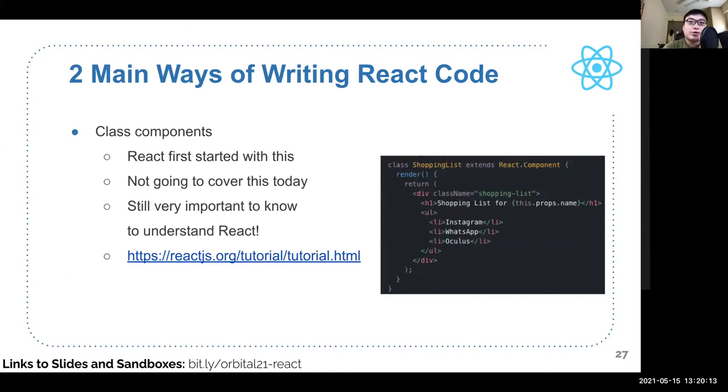So there are two main ways of writing React code. The first one, which is covered by the React.js tutorial, is called class components. React actually first started with class components. It's called class components because everything is written in JavaScript classes. But we are not going to cover this today. I think you should still cover it in your own time. Just visit this link over here. You can just read the documentation and you will learn how to use it.